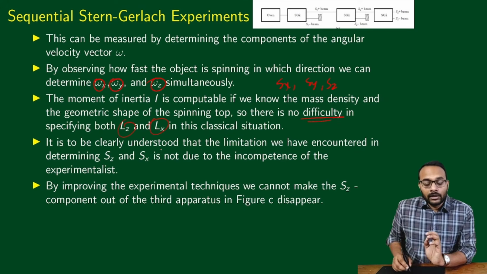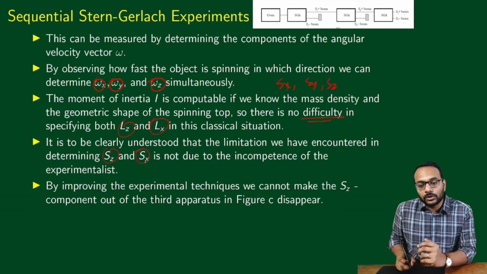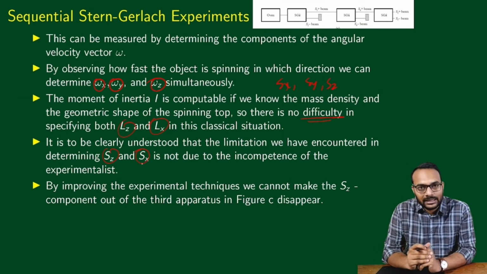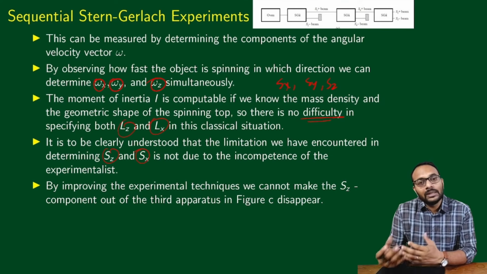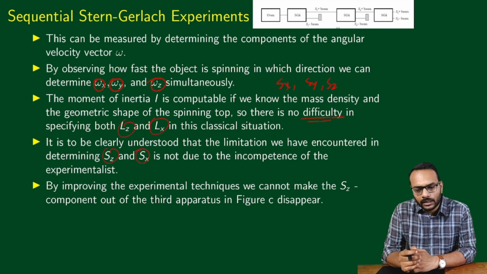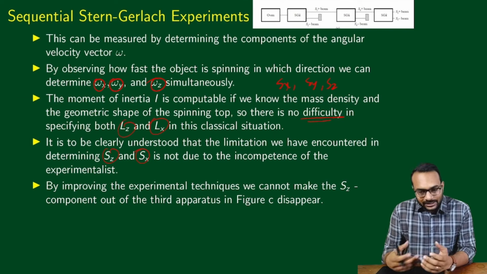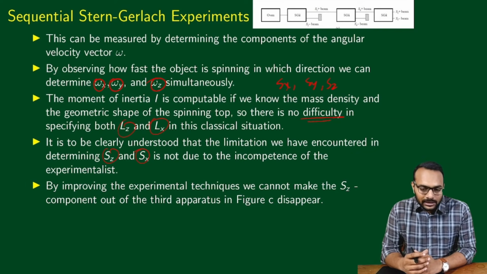Now, it is to be clearly understood that the limitation we have encountered in determining Sz and Sx is not due to the incompetence of the experimentalist. This is not a problem with our experiments. You can make your experiment as good as possible, and still this kind of uncertainty will be there. This is something more fundamental, related to a basic quantum mechanical nature.